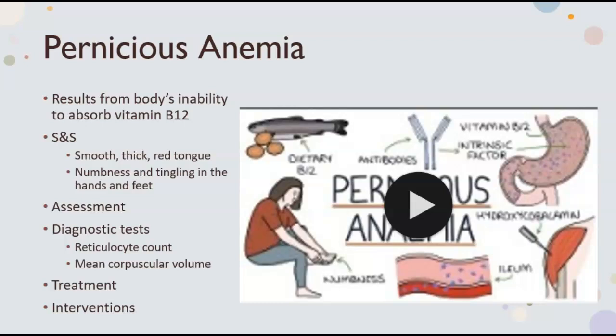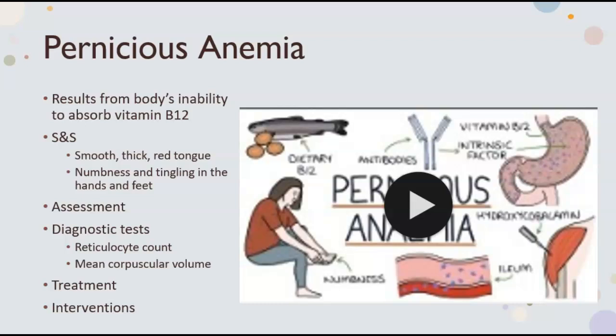They will also have a smooth, thick, red tongue. They might also have numbness and tingling in the hands and feet, and that goes along with how vitamin B12 affects nerves, and if there's not enough, it can lead to the degeneration of nerves. They might have GI complaints like nausea, vomiting, diarrhea, because vitamin B12 is absorbed in the stomach. And they can also have confusion and memory loss, and that relates to the nerve and white matter degeneration.